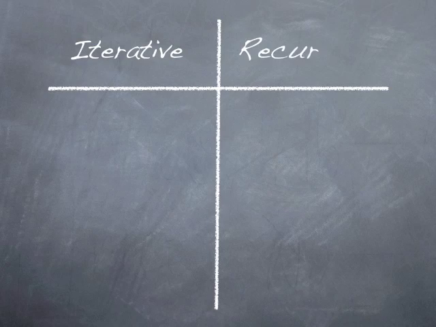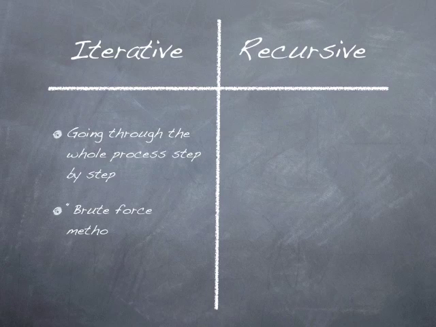Recursive methods are almost always defined in contrast to iterative methods of solving problems. And an iterative way to solve a problem, as you know, is go through step by step, get in there, do what you need to do, get out, that kind of stuff. And we call this the brute force method.